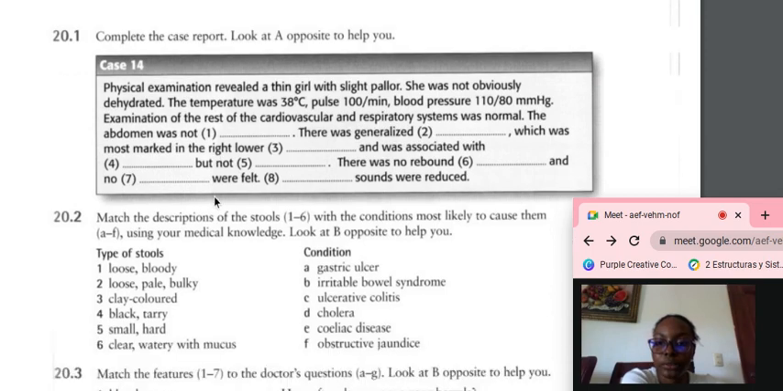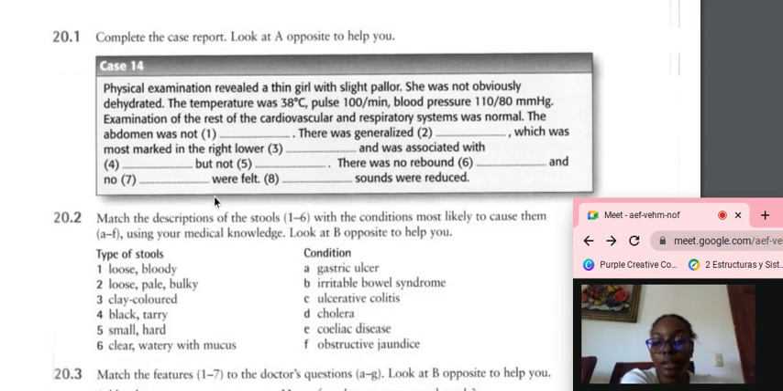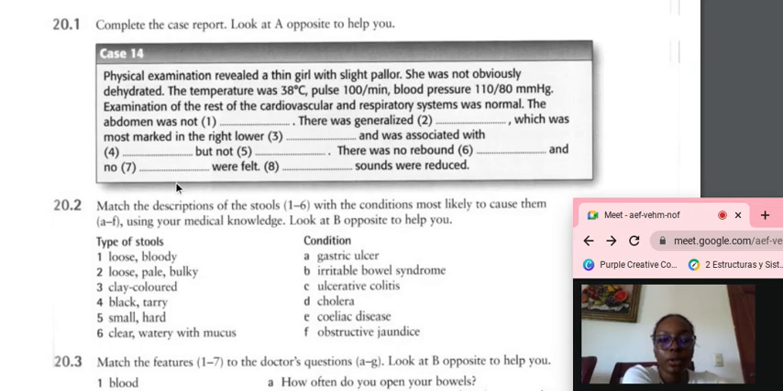Complete the case report. Case 14. Physical examination revealed a thin girl with sleep pallor. She was not obviously dehydrated. The temperature was 35 Celsius, pulse 100 per minute, blood pressure 110 over 80 millimeters of mercury. Examination of the rest of the cardiovascular and respiratory system was normal. The abdomen was not distended. There was generalized tenderness, which was most marked in the right lower quadrant, and was associated with guarding, but not rigidity. There was no rebound, and no masses were felt.